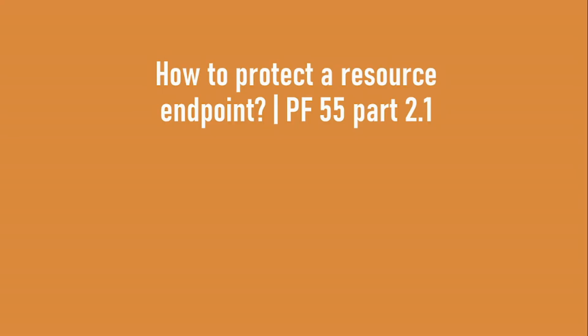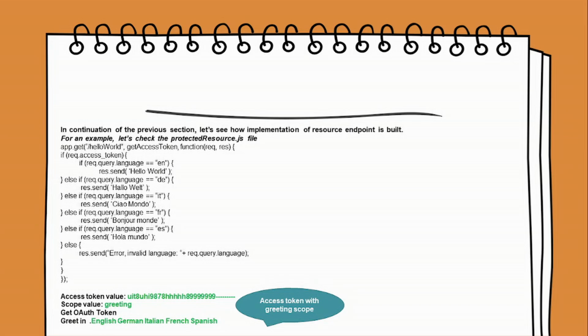Let's discuss part 2.1, how to protect a resource endpoint. It's a continuation of part 2, where we are trying to design a protected resource. Let's quickly jump into this. This session will be a little long, but let's cover all these scenarios and sections to understand more, and then we'll discuss the conclusion at the end. So let's quickly jump to the slide.